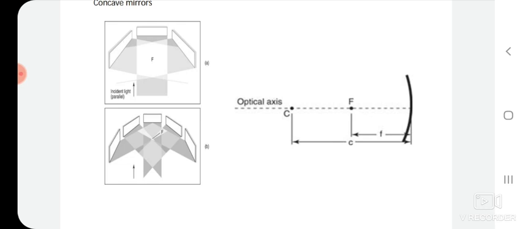Actually, we know it is helpful to have a geometrical system for locating an image formed by rays reflected from a curved mirror. Geometrical system is important for locating an image formed by reflected rays from a curved mirror.